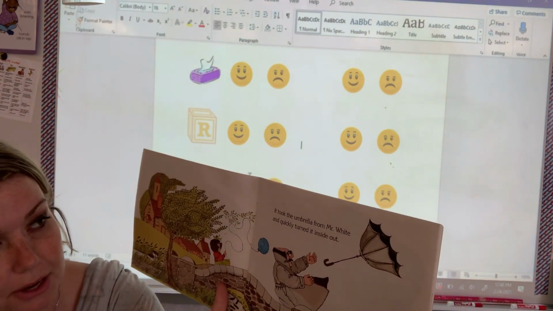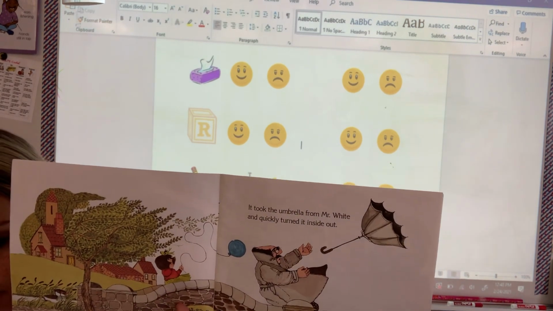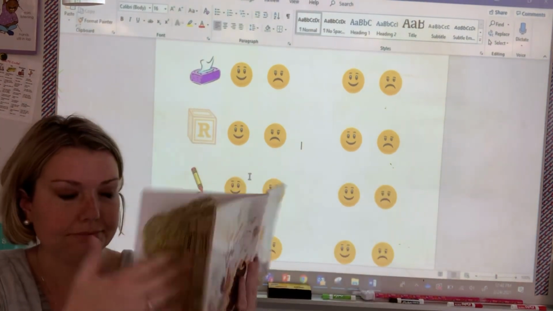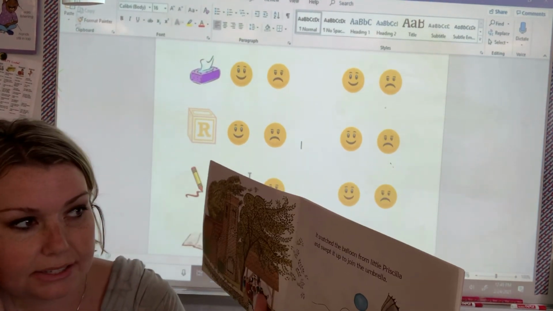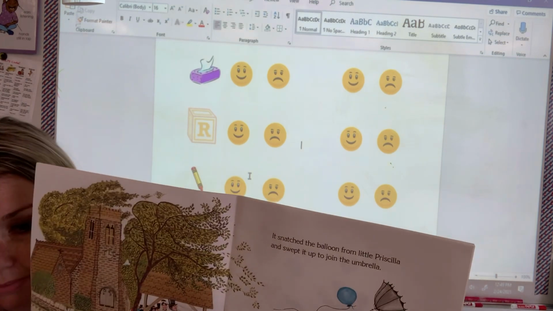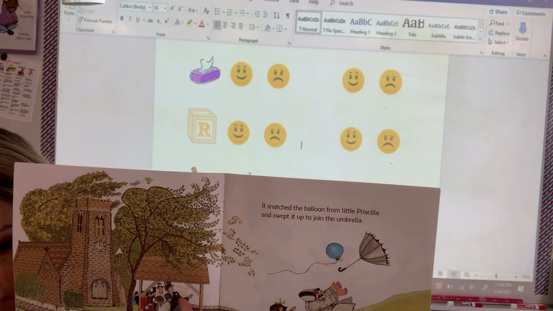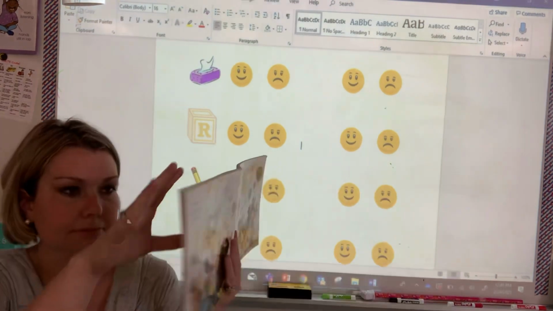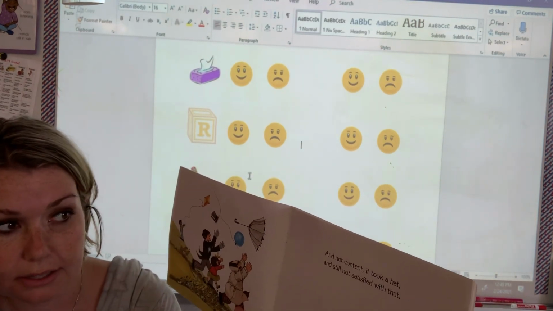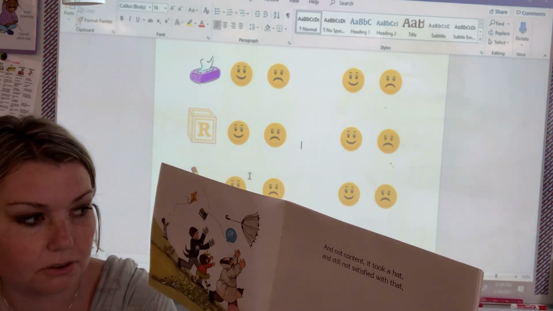It took the umbrella from Mr. White and quickly turned it inside out. It snatched the balloon from little Priscilla and swept it up to join the umbrella. And not content, it took a hat, and still not satisfied with that.